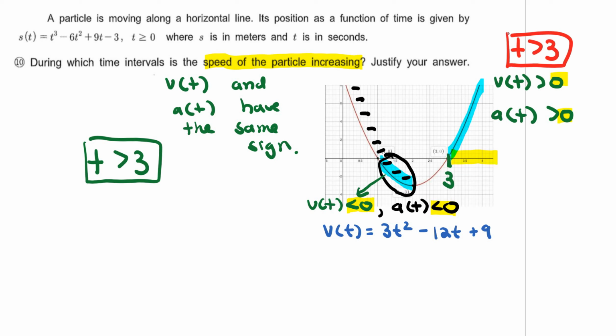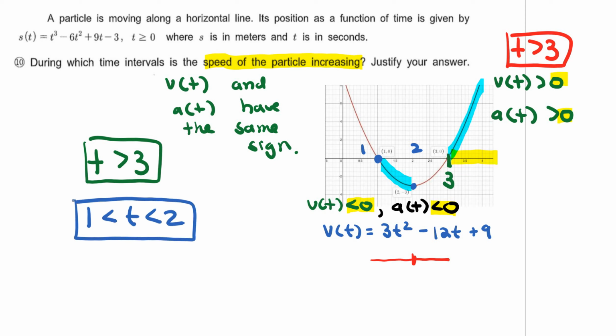And what about that blue region there? Okay, well, I believe if I just erase all this now, this point right here is 1, and this point right here is 2, right? So when the x value is between 1 and 2, the velocity function is below the x-axis and has a negative slope, right? So what we can say here is 1 less than t less than 2. All right, so this is the other region where velocity and acceleration have the same sign.